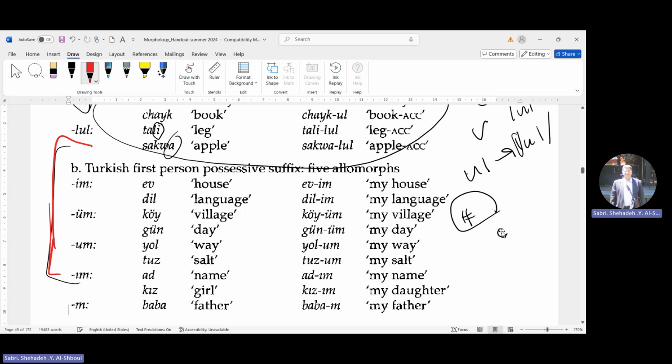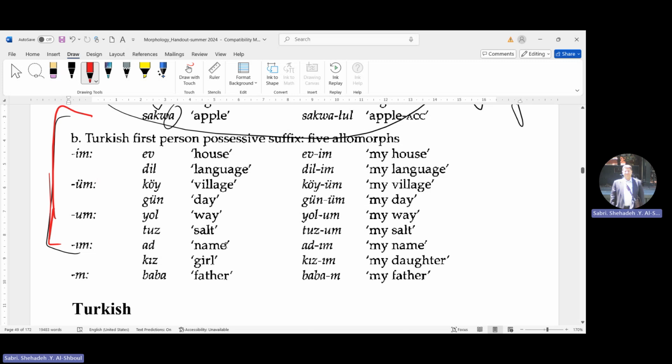In Turkish, as we know, Turkish is a very morphologically rich language. It is a kind of agglutinative language. Okay, now let's have a look at the different allomorphs or the different allomorphy patterns occurring in this language. So we have ev, house, evim, my house, dil, language, dilim, my language. So here it seems that the suffix is im.